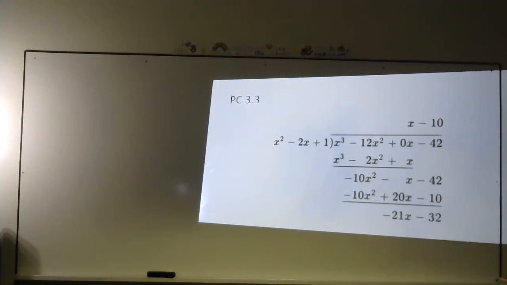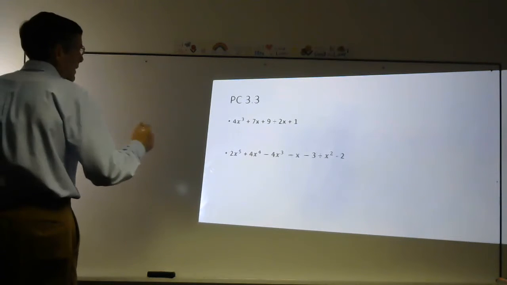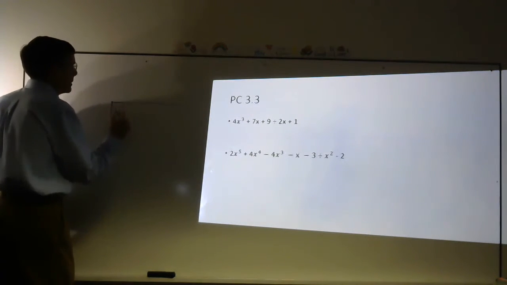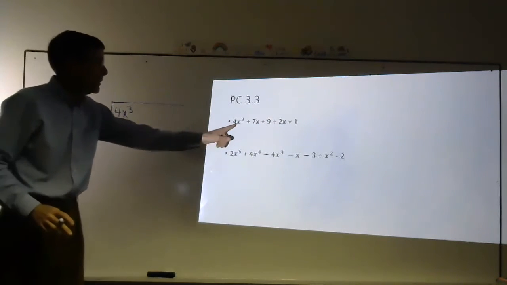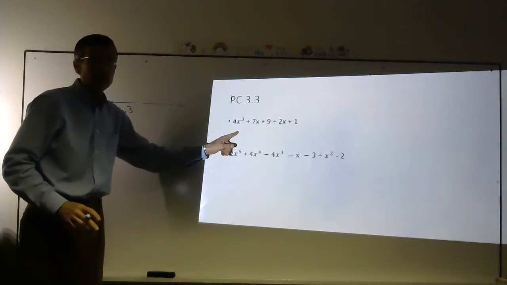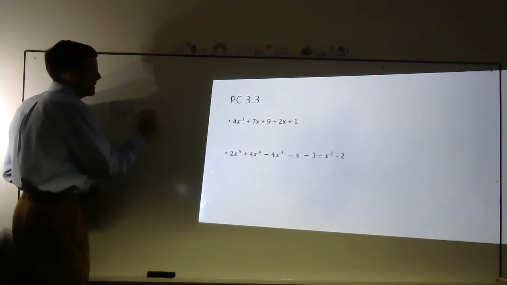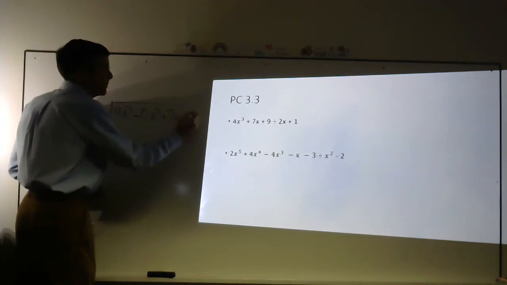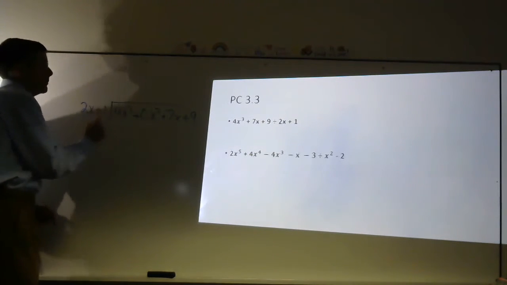So let's try a couple. How about this first one? I have 4x cubed plus 7x. But whoa, there's a missing term here. There's an x squared term missing. It is very, very helpful if you put in 0x squared, then plus 7x plus 9. And we're going to divide by 2x plus 1.